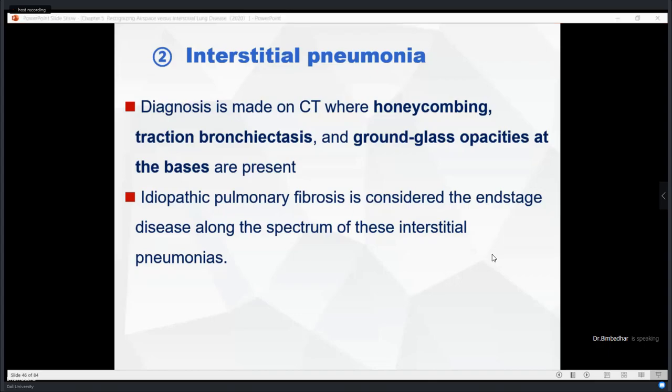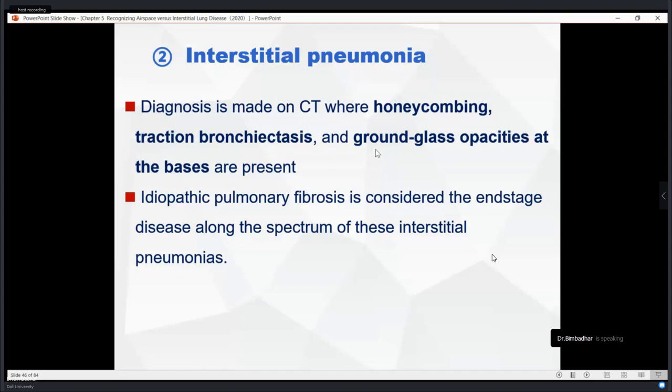Traction bronchiectasis means the bronchi are permanently dilated. That's what bronchiectasis is. And now they have been pulled. Traction means pulling of the bronchi that are permanently dilated. So that is traction bronchiectasis.